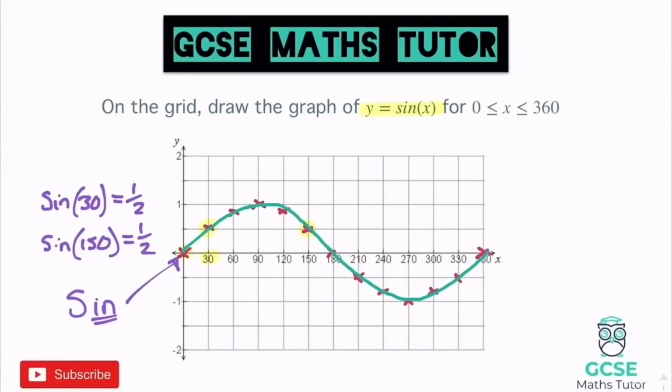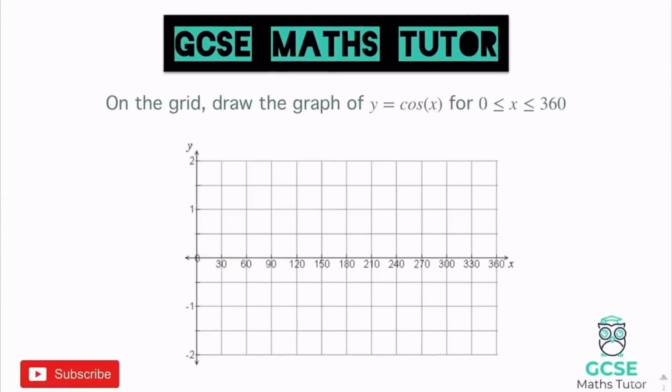Okay, so sin is in the origin, and now we're going to have a look at the cosine graph and actually go about drawing that as well. So for this one it says on the grid draw the graph of y equals cos x, and again it's between 0 and 360, so we're just going to plug our values in on the calculator again, and do that for cos x.